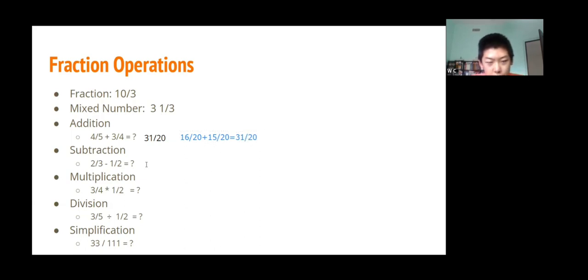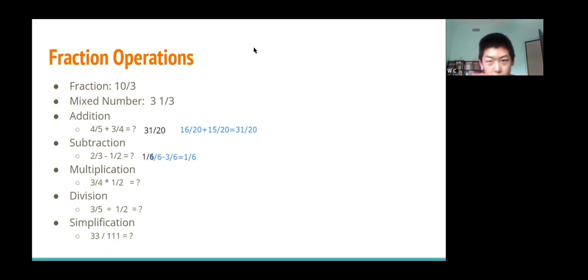For subtraction, it's the same thing, except you subtract the numerators. So 4/6 minus 3/6 equals 1/6. So the answer is 1/6.